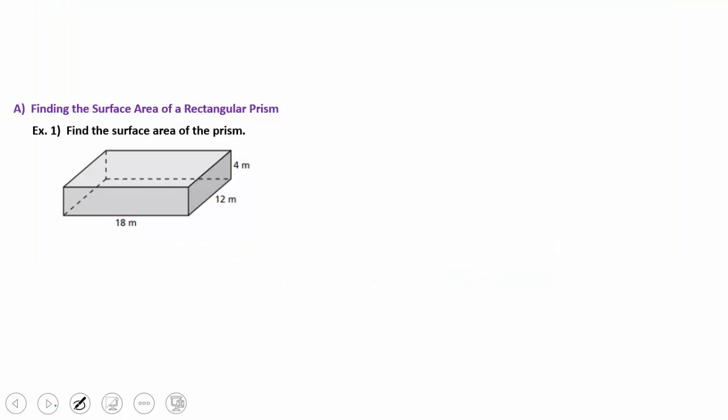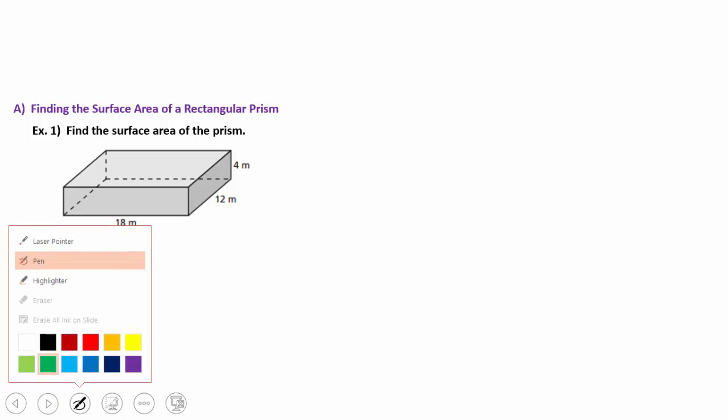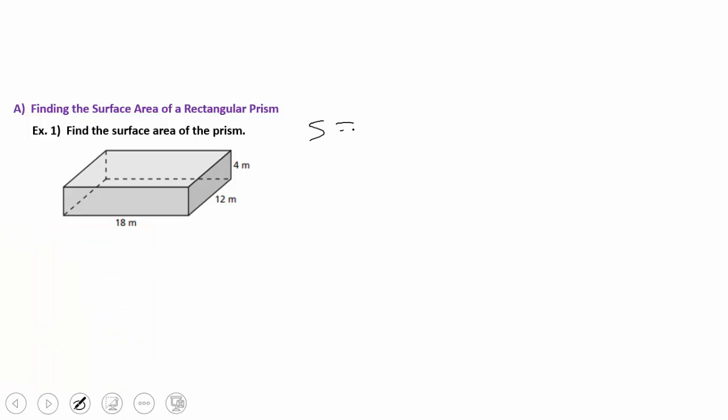Now this first example, I'm going to do both ways, because I recognize some of you are very comfortable with the first formula that I'm hoping you'll get away from, but I understand you're comfortable with it. So using that formula, the surface area is 2 times the length and the width plus 2 times the length and the height plus 2 times the width and the height.